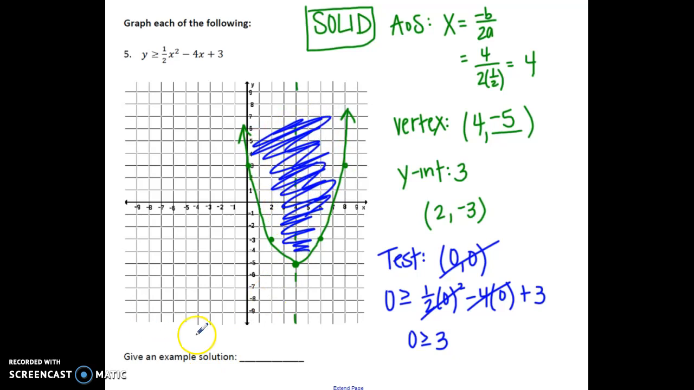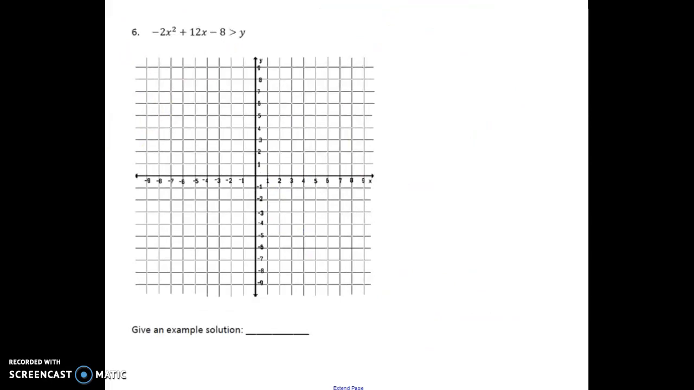If we want to give an example solution, we could say something like the point (2, 1), for instance. That's right here, in the shaded region. We could also plug that into our inequality to show that it actually does work. Why don't you pause the video, try this next one, see how it goes, and then come back and check.